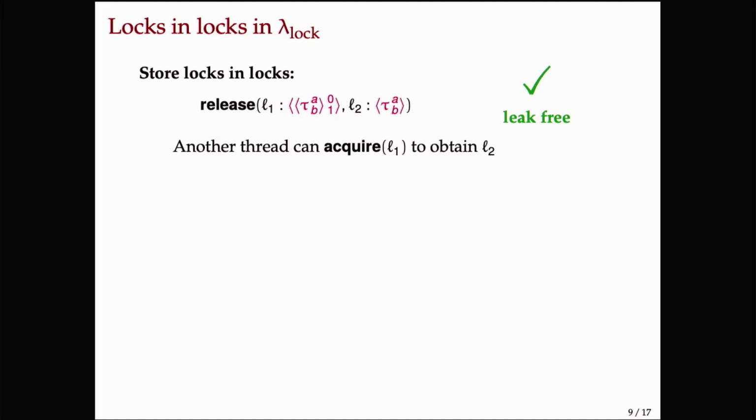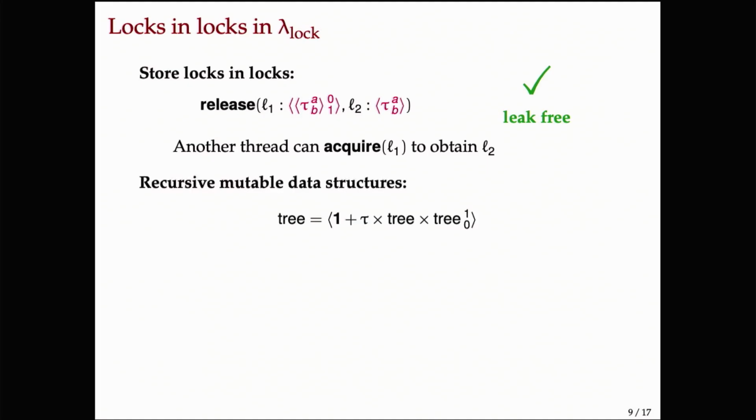Okay, so let's now talk about this higher order aspect, which allows you to store locks in locks. So if you have a lock where the payload type is itself a lock, you can put another lock in that. And that is all still leak free. So that means that the type system ensures that there is no reference cycle at the end of the day. And it can happen that another thread acquires this lock to get the lock L2 out. So the locks can now travel between threads.